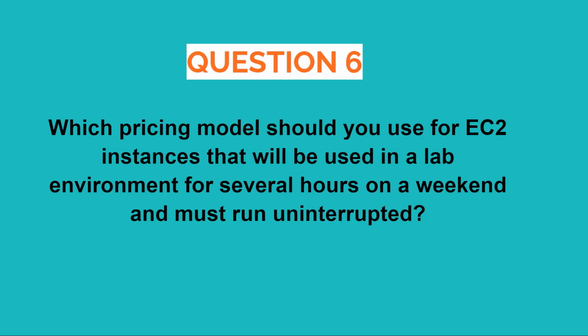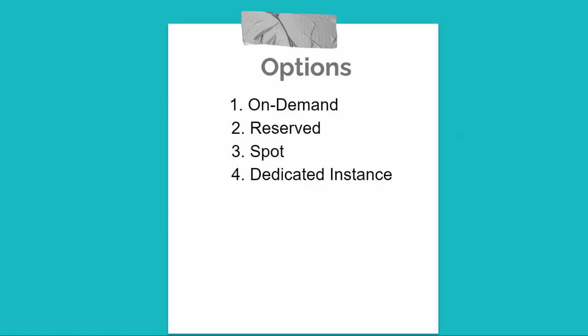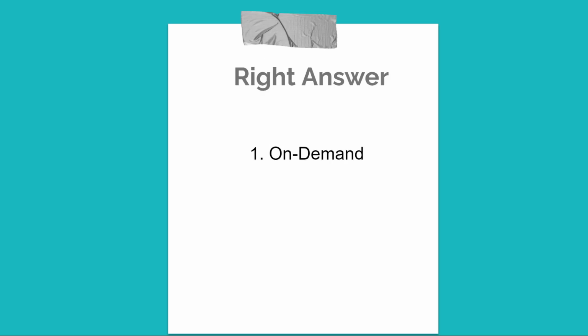Question 6. Which pricing model should you use for EC2 instances that will be used in a lab environment for several hours on a weekend and must run uninterrupted? Option 1. On-demand. 2. Reserved. 3. Spot. 4. Dedicated instance. Right answer is 1. On-demand.